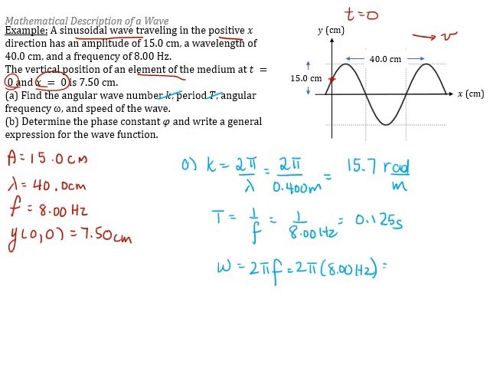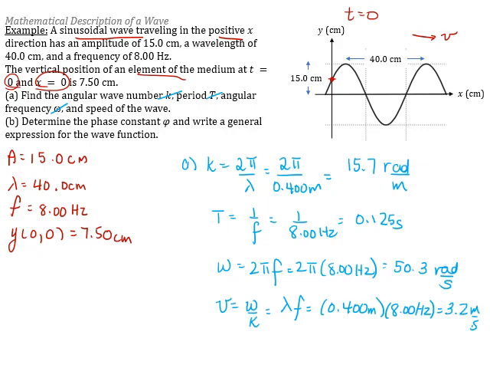Angular frequency omega is 2 pi times the frequency, 2 pi times 8 hertz. That gives us an angular frequency of 50.3 radians per second. Omega is done, and the speed of the wave. Two ways to find v. You can do omega over k, or you can do lambda times f. They're both the same, doesn't matter which one you choose. I'll do lambda times f. 0.4 meters times 8 hertz equals 3.2 meters per second.